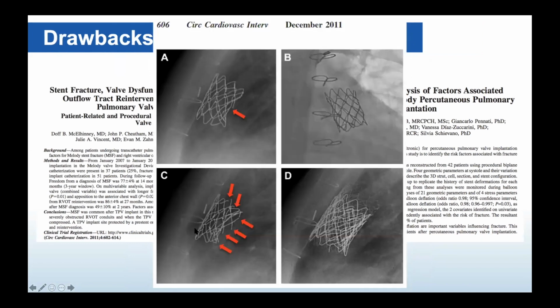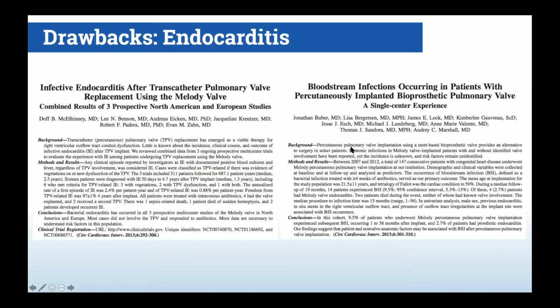And these are x-rays showing the metal frame completely fracturing in multiple places. That's because of how brittle the metal is, but also because the recoil forces of these homograft valves are tremendous, and they want to shrink back down to that original shriveled size, so it can crush the whole valve. Another major drawback is endocarditis, which is a heart valve infection.